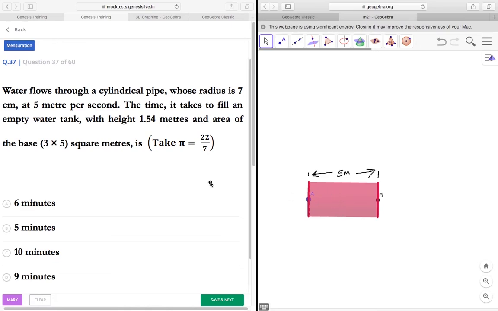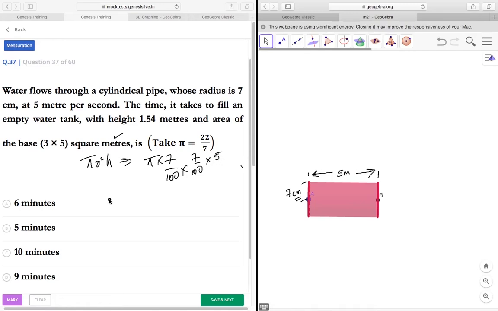Let's start our calculation. The volume of the cylinder is given by pi r square into h, where the radius is clearly mentioned as 7 centimeter. Now that is something that you need to take care of, the units. So everything is in terms of meter, even the area of the base is given in terms of square meters. So I'll convert 7 centimeter to meters here itself. So 7 by 100 into 7 by 100, right? Great. Multiplied by the height. Height here you have considered it as 5 meters.